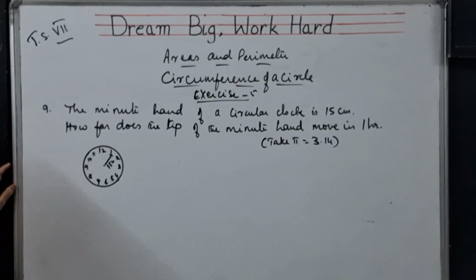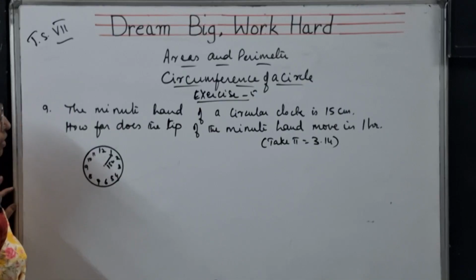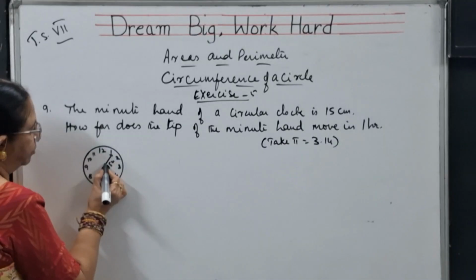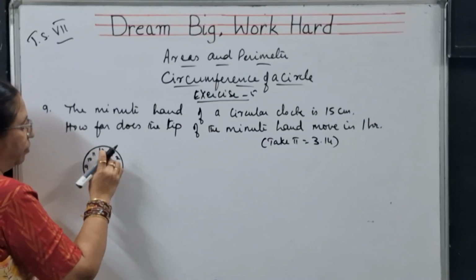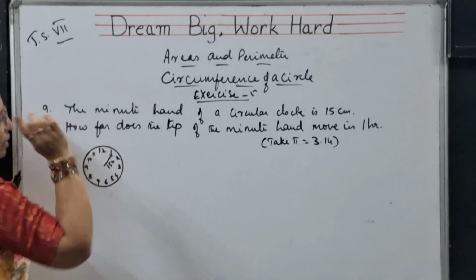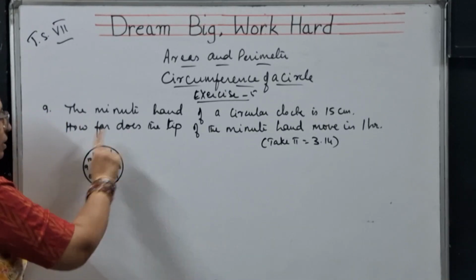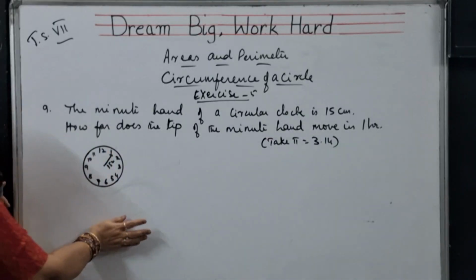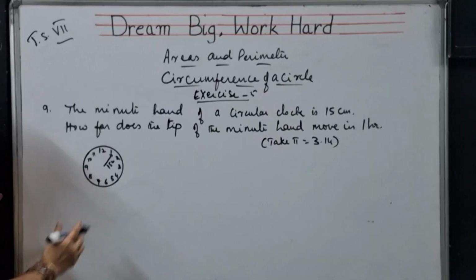Now, children, ninth problem. The minute hand of a circular clock is 15 centimeters. How far does the tip of the minute hand move in 1 hour? See, children, this is the minute hand. This is a circular clock. For 1 hour, how far does it move? Once, a complete circle it moves. That means it covers the circumference. Radius is given as 15 centimeters. The length of the minute hand is 15 centimeters, which means radius is 15 centimeters.